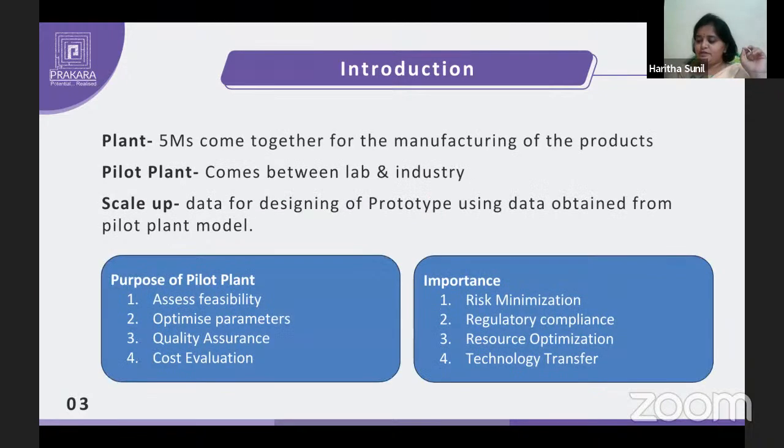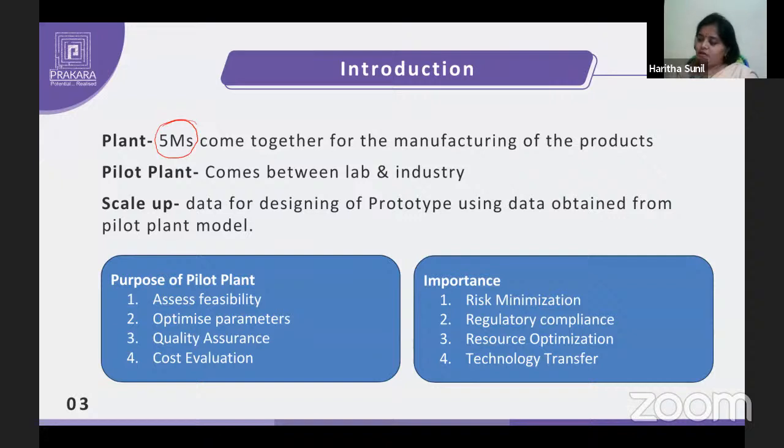Right. So proceeding further, we'll just go with the introduction first. A plant, what actually a plant is. According to any particular definition regarding this industrial plant, the 5 M's come into existence, and together they are used to build a plant for a manufacturing unit. So what are these 5 M's?